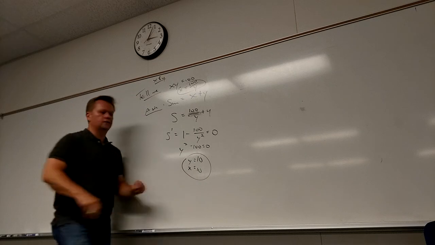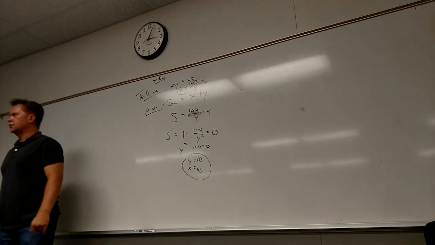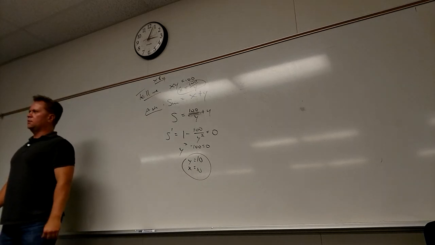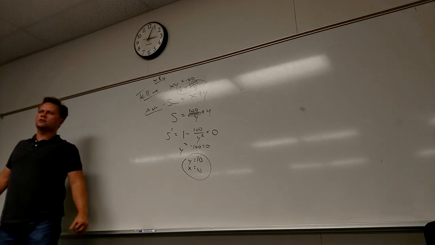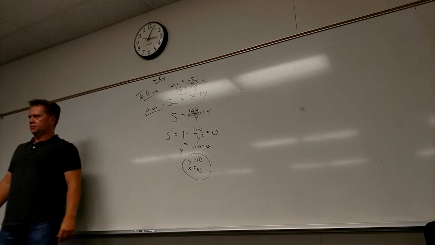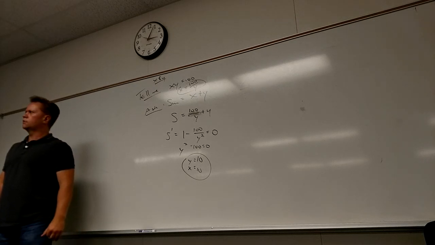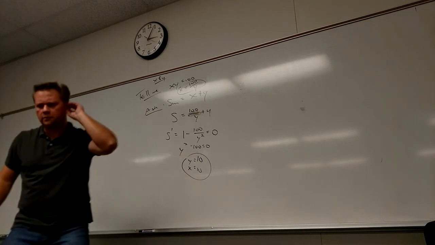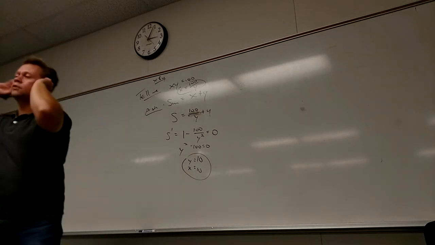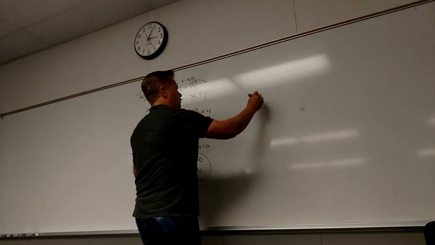Find the two positive numbers whose product is 100 and whose sum is a minimum. Give me another set of positive numbers whose product is 100. 25. Sum is a minimum, sorry. What? Say again? 25 and 4. 25 and 4 multiplied to be 100.